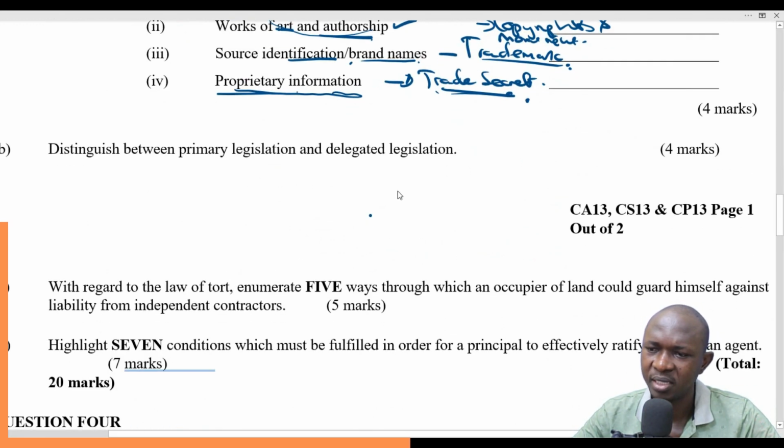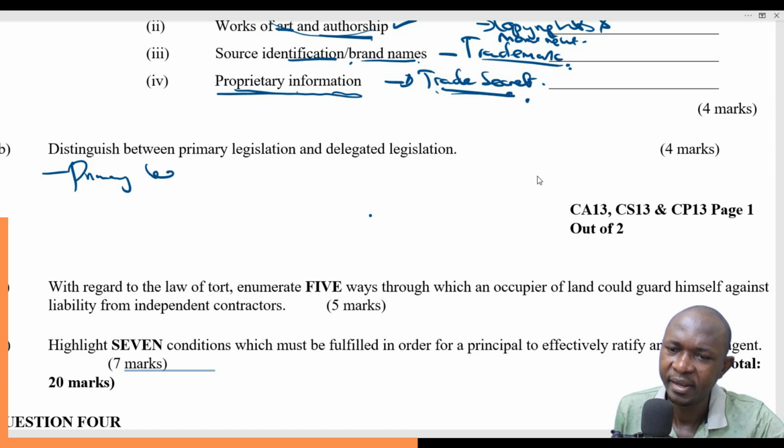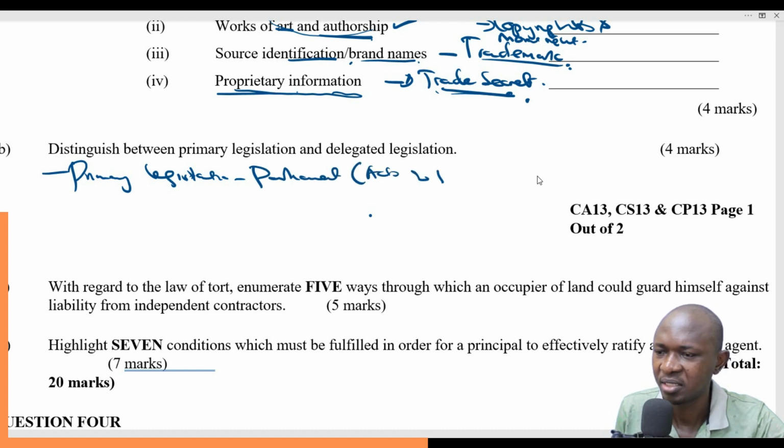Distinguish between primary legislation and delegated legislation. Primary legislation is done by the parliament. So it's captured in the acts of parliament, or statute. This is primary legislation, and parliament consists of the people who have been chosen by the people to represent them. So we call that primary legislation.